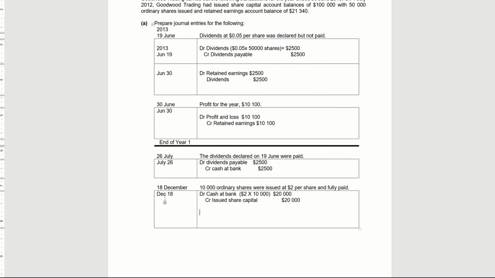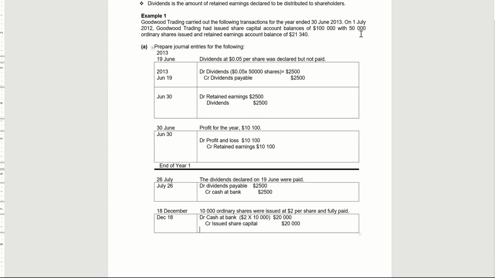When you're doing questions on company, the capital is now called issued share capital. Because of this event on December 18, how many shares would be in this company at the end of the day? Take note, the issued shares at the beginning of year one is 50,000 shares. So after this event, the company has 50,000 plus 10,000. In total, there are 60,000 shares.